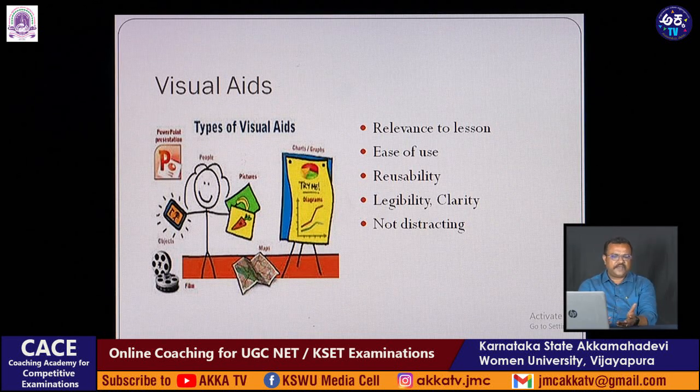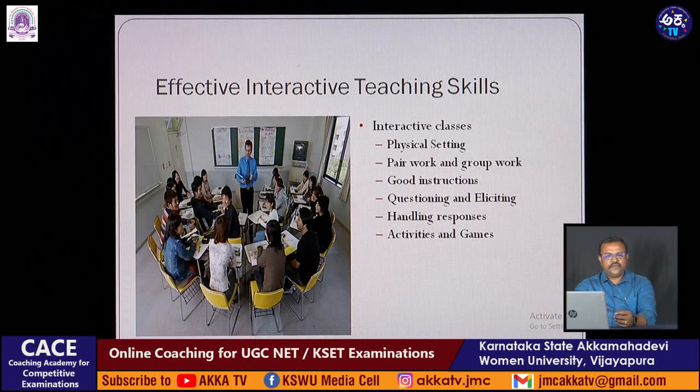Now, the IPR issues are there, intellectual property. So, you have to use it very carefully, and it must not be distracting for your class. Such kind of visual aids you need to use.